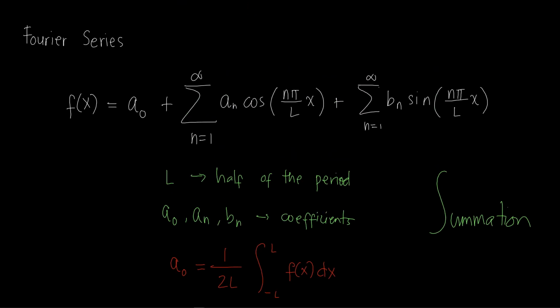Let's try an example. You are given f of x equals sine of x, with a period from negative pi to pi. Solve for the Fourier series at n equal to 1. Meaning, you need to give the series for this.